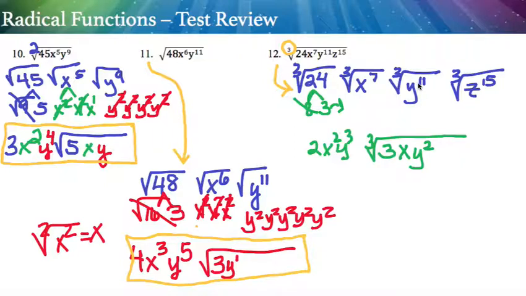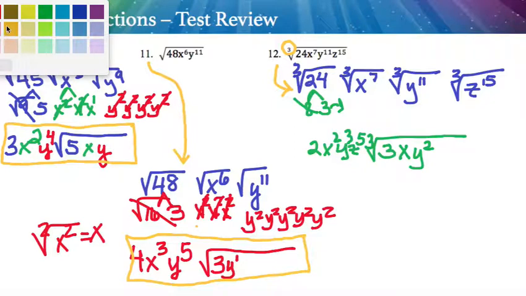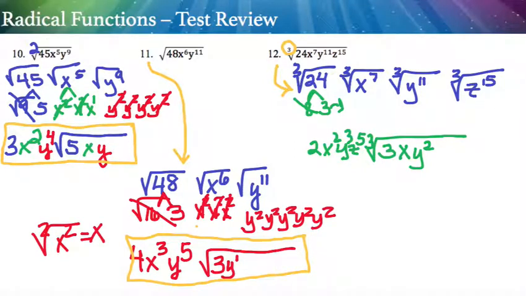All right, let's do the last one. Z to the 15th. How many z cubes are inside of 15? Well, I can do this just by division, 15 divided by 3. That's actually z to the 5th. Okay, so I ran out a little bit of room there, but you can see what I've done. So my answer is 2x squared y cubed z to the 5th, the cube root of 3x y squared.